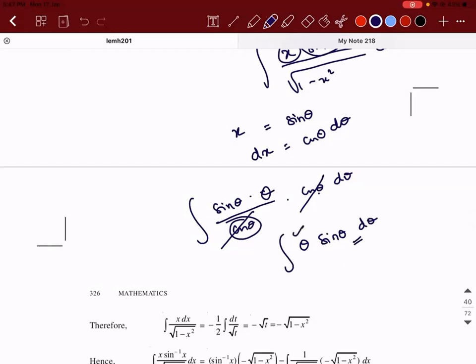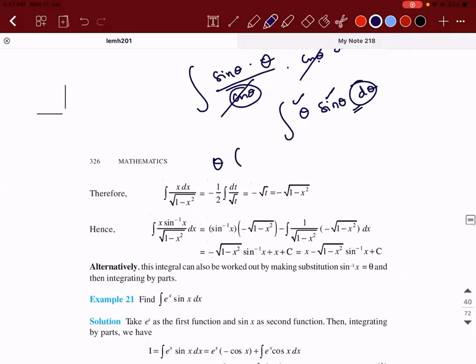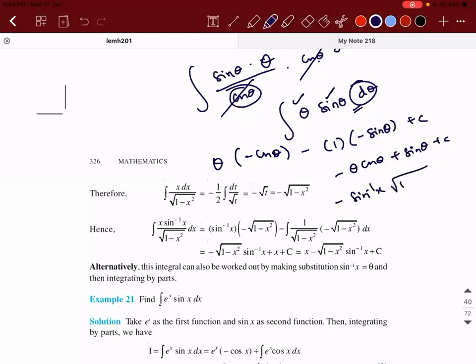So theta is algebraic, sine theta is trigonometric, d theta. So it is similar to x sin x dx, just a different variable, that's it. Now, can you solve this and tell me the answer? Theta into integral of sine theta, which is minus cos theta, minus 1 into minus sine theta, plus c. So minus theta cos theta plus sine theta plus c. What is the value of theta? Sine inverse x. Cos theta is root of 1 minus x square, and sine theta is x. So minus sine inverse x into root of 1 minus x square plus x plus c. That is the answer.